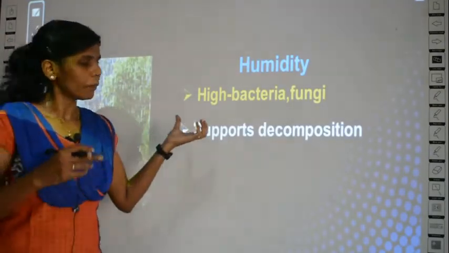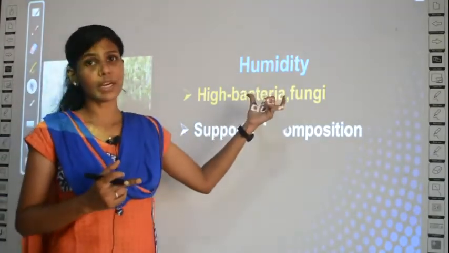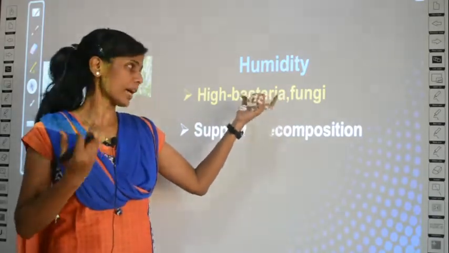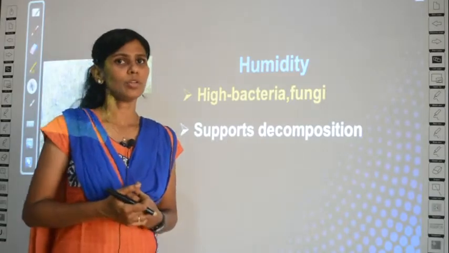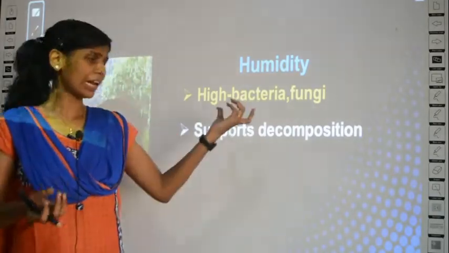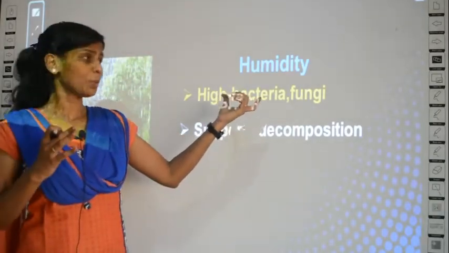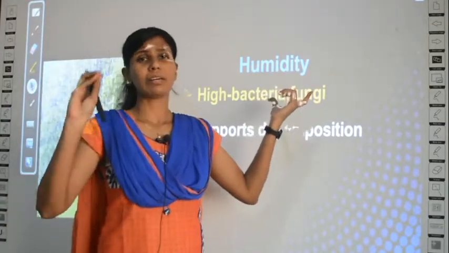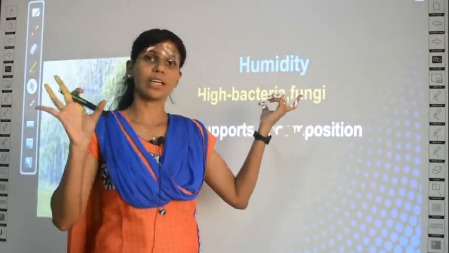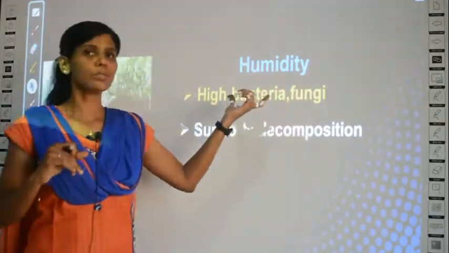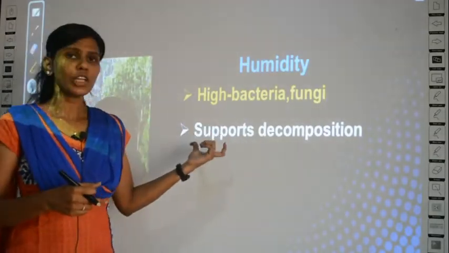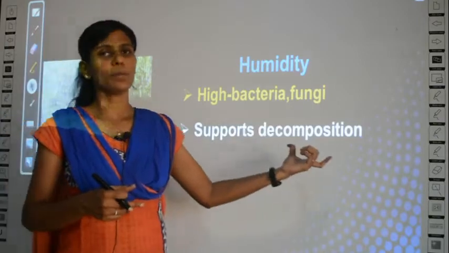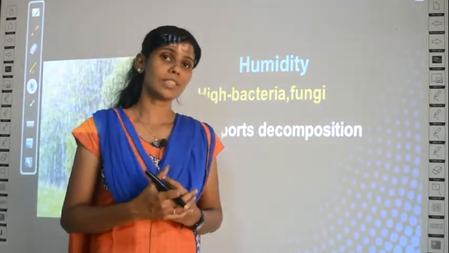And then one advantage, this is a disadvantage to the human, right? For the bacteria and fungi it is an advantage, they can grow well in humid conditions, but when we relate to ourselves, high humidity will generate so much bacteria and fungi around us, even in the house, which is bad or negative to human beings. But high humidity supports decomposition of leaves.